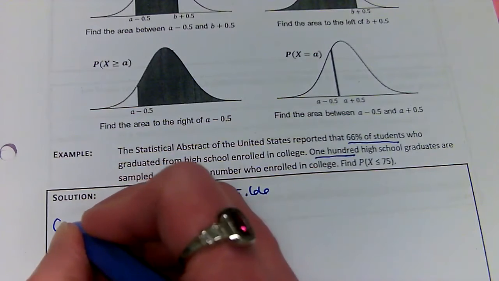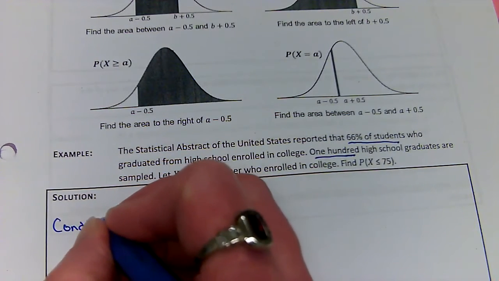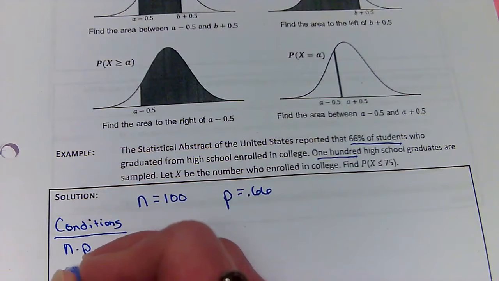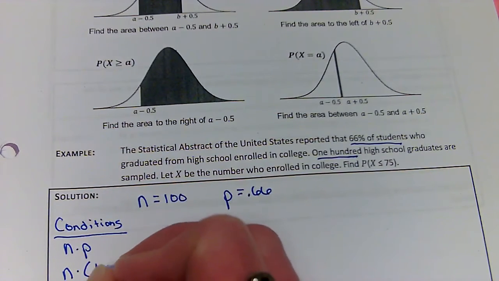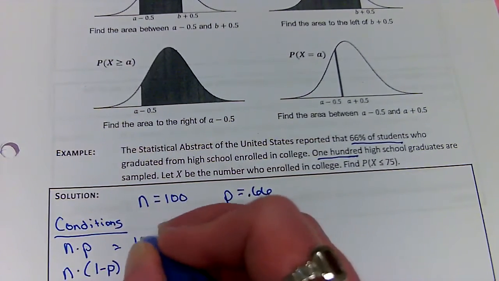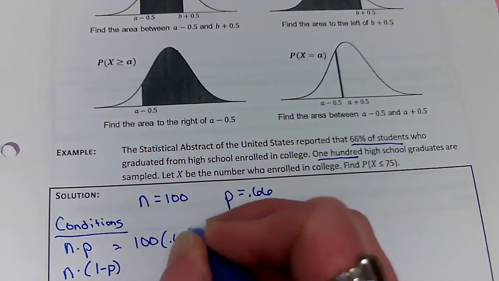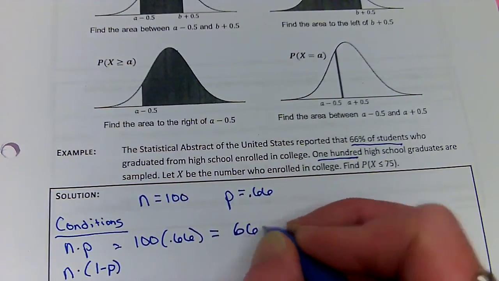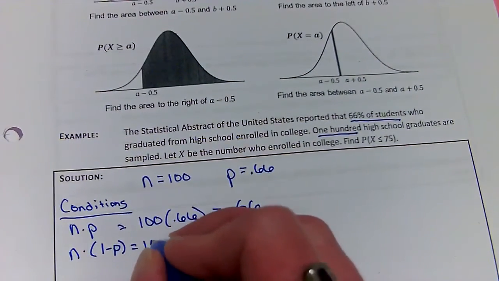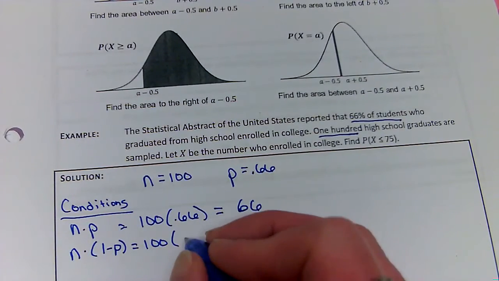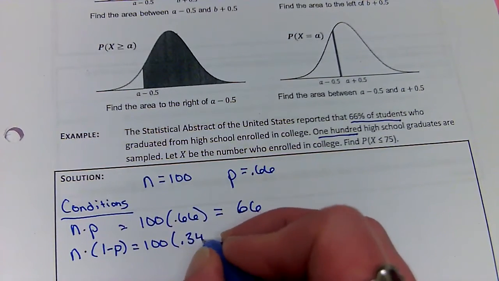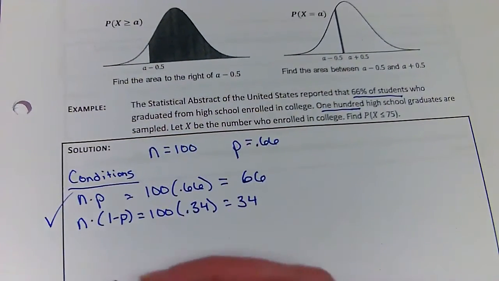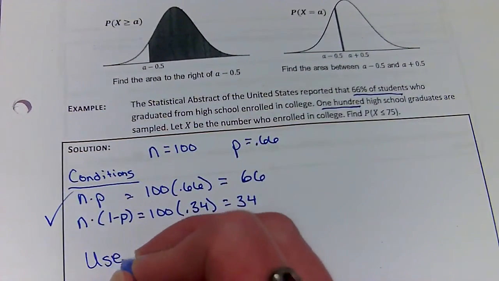Let's check our conditions. So the first condition is N times P and then N times 1 minus P. So that'd be 100 times 0.66. I'm so happy it's a 100 for our sample size. That makes it super easy. And then the opposite of 66% is 34%. And our conditions check.